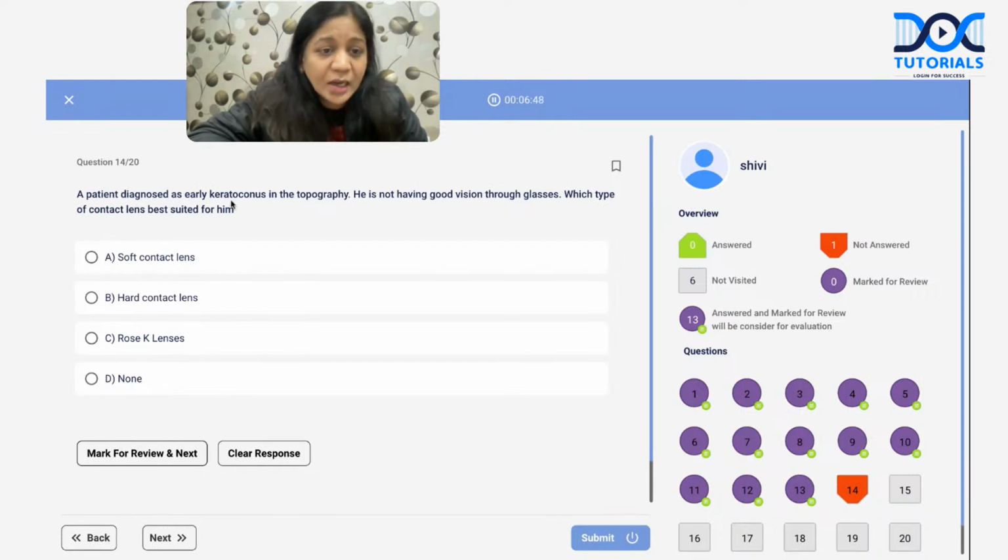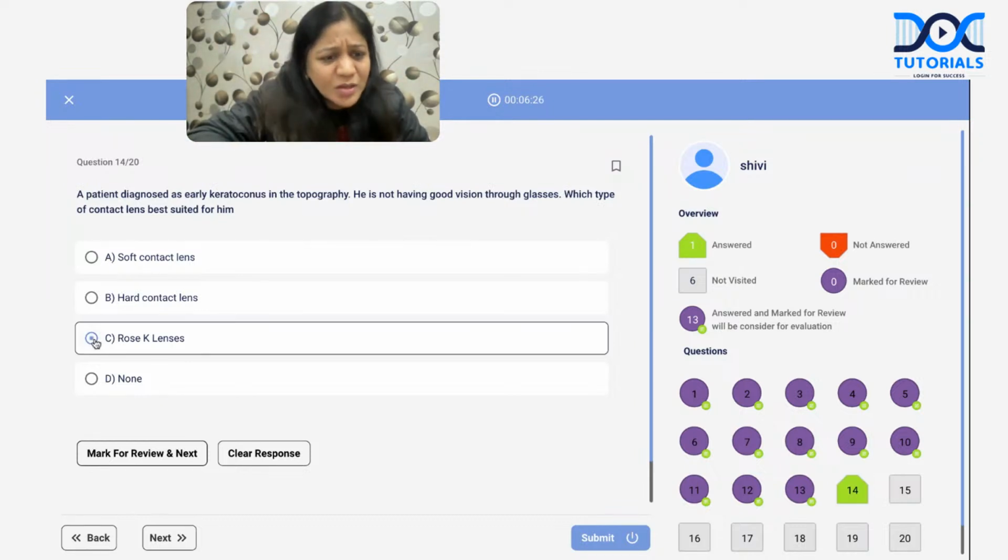Patient diagnosed as early keratoconus on topography. Definitely he's not having good vision through glasses. Which type of contact lens is best suited for him? I know in keratoconus, if I have to give a contact lens, it has to be a Rose K lens, which are lenses that change the curvature of the cornea. Rose K is written in the option, so Rose K are the lenses I have to use in keratoconus. It's a very important question. Keratoconus itself is a very important topic, guys, so you can't skip that.